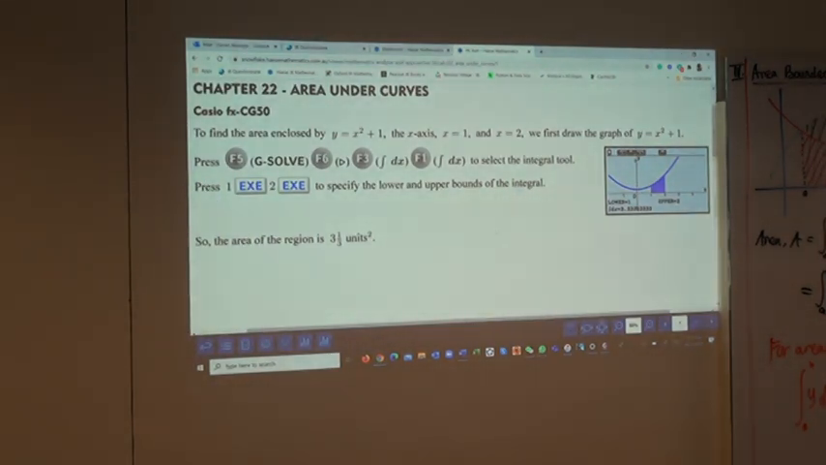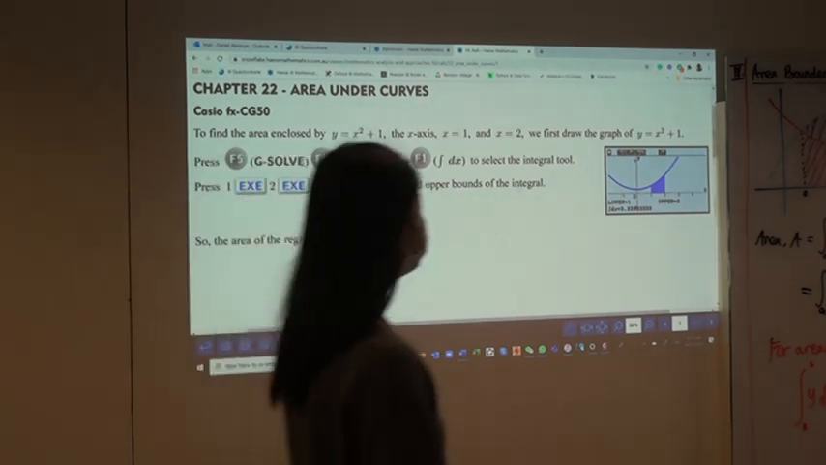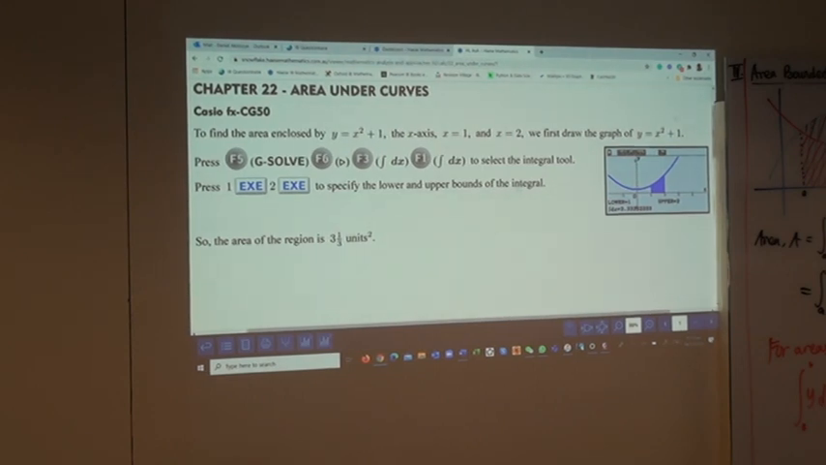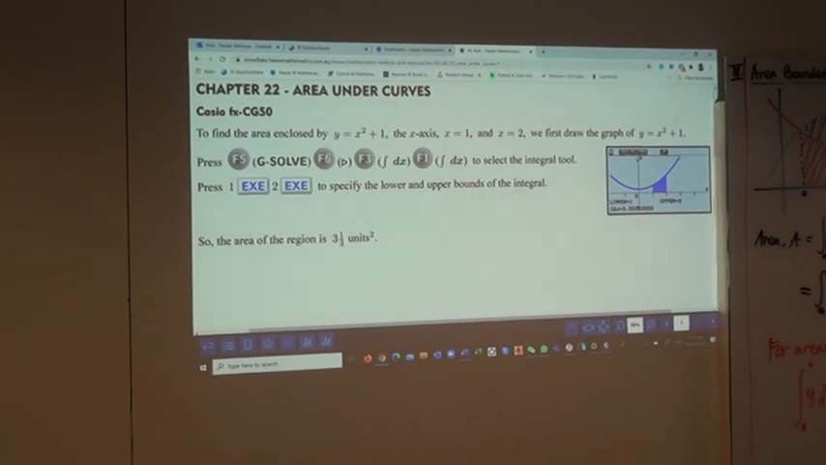See? That's not so difficult. I was really scared you were going to come back with a scientific calculator. I mean, technically.